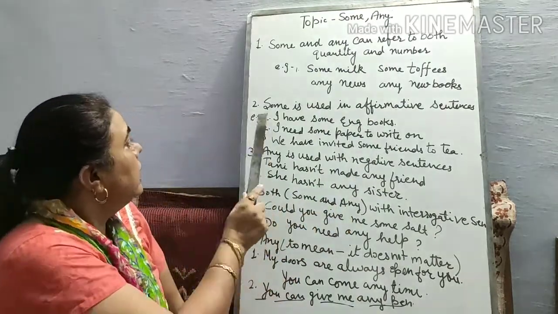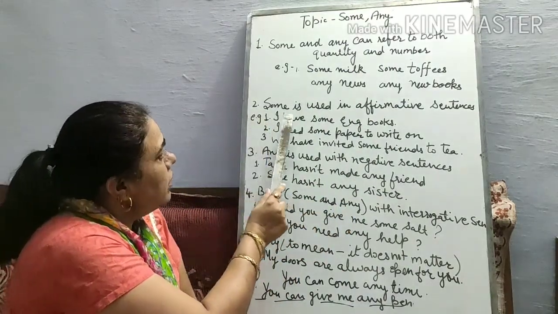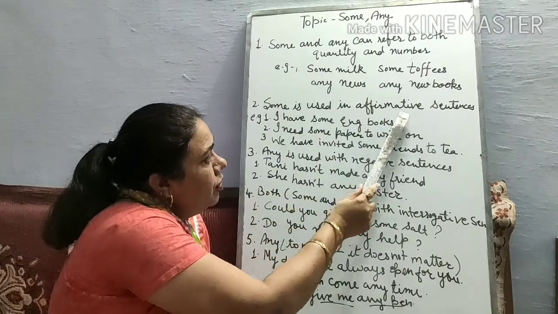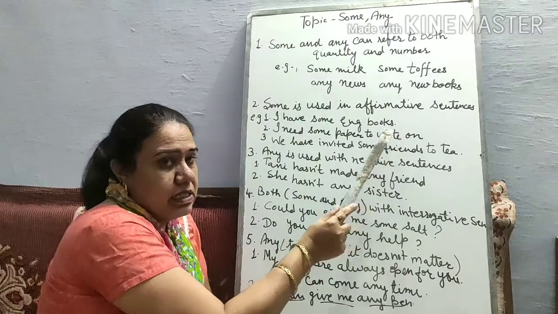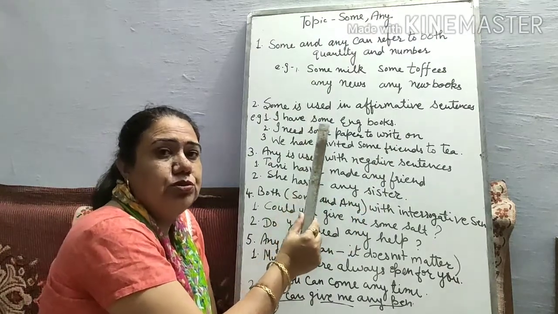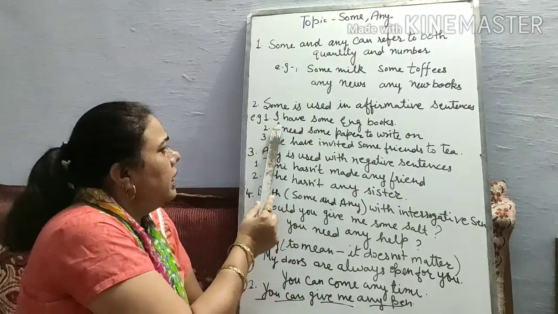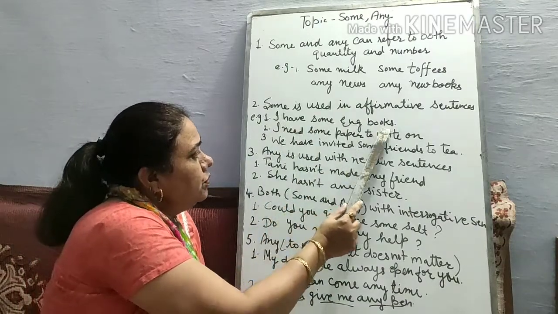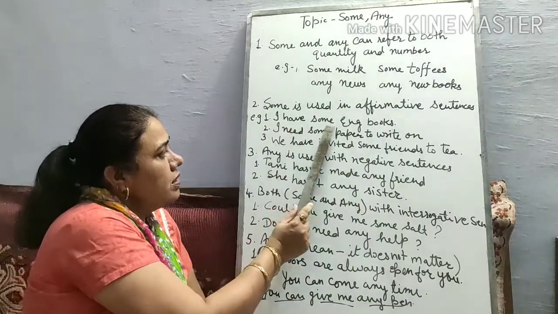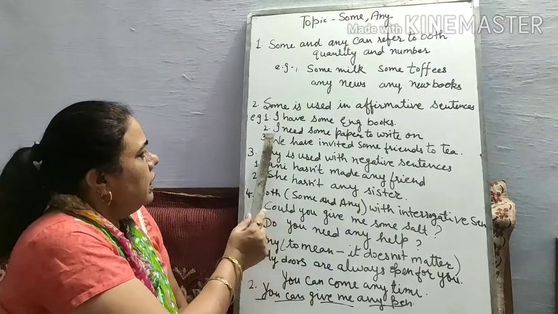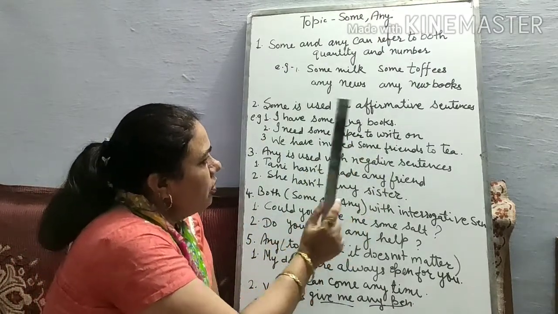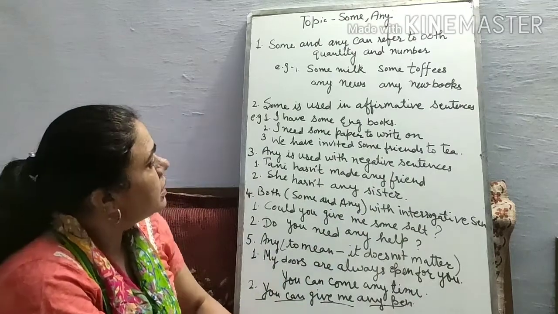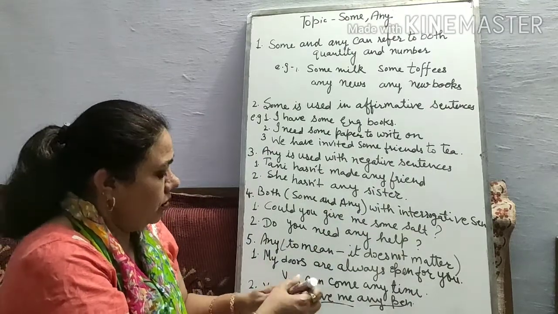Number two, some is used in affirmative sentences. We use some with affirmative sentences; in affirmative sentences, we never use negative sentences. For example, I have some English books. Again, I need some paper to write on.